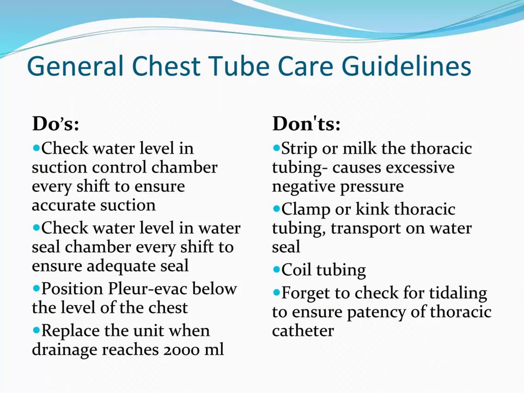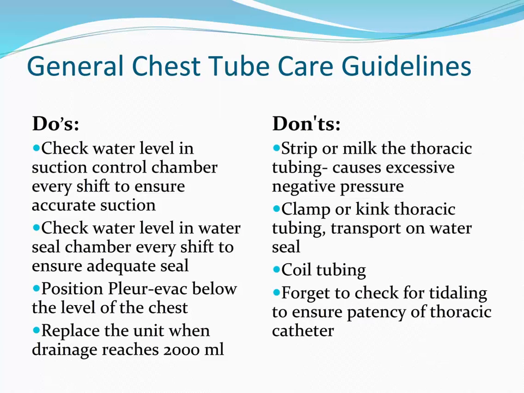Check the water level in the water seal chamber every shift as well to ensure an adequate seal. It should always be at 2 centimeters. This level ensures the one-way valve seal, preventing the patient from being able to suck air into the pleural space and maintaining negative pressure in the lungs. Do position the pleurovac below the level of the chest. This facilitates drainage, keeping the tubing from filling with fluid and reducing suction pressure. Do change the pleurovac when its draining chamber reaches 2000 mL.